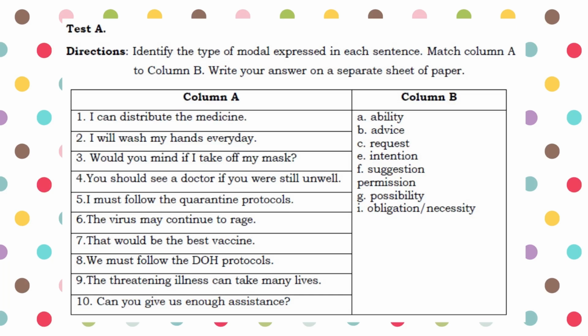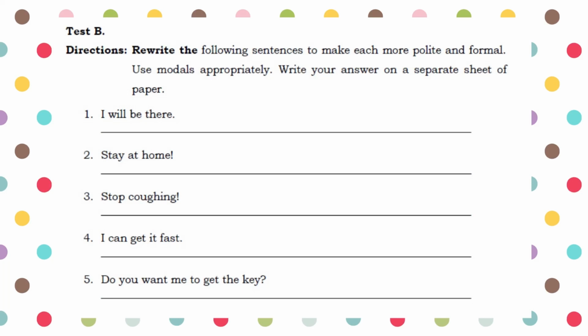And in column B, we can find A. Ability, B. Advice, C. Request, E. Intention, F. Suggestion, permission, possibility, G. Possibility, I. Obligation or necessity.